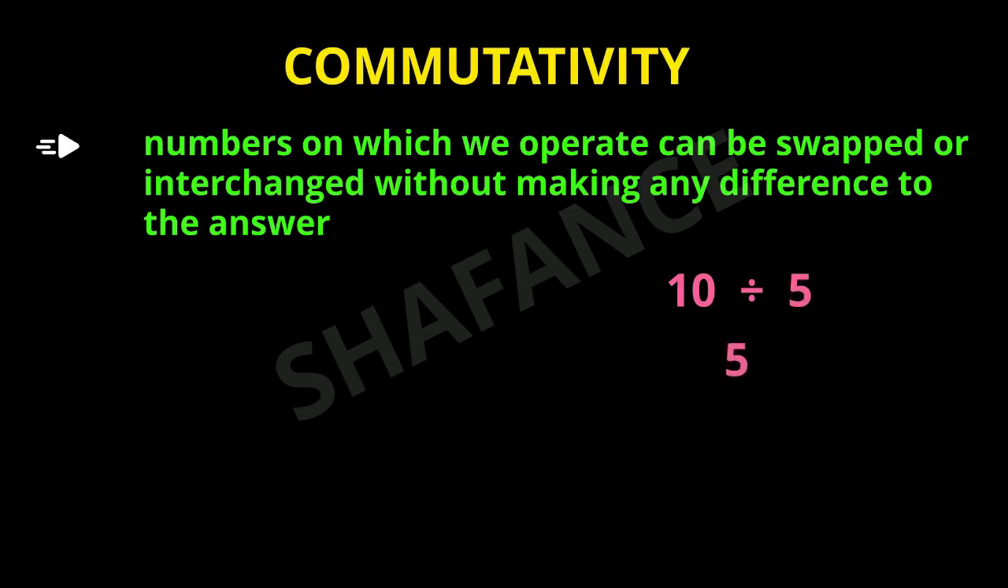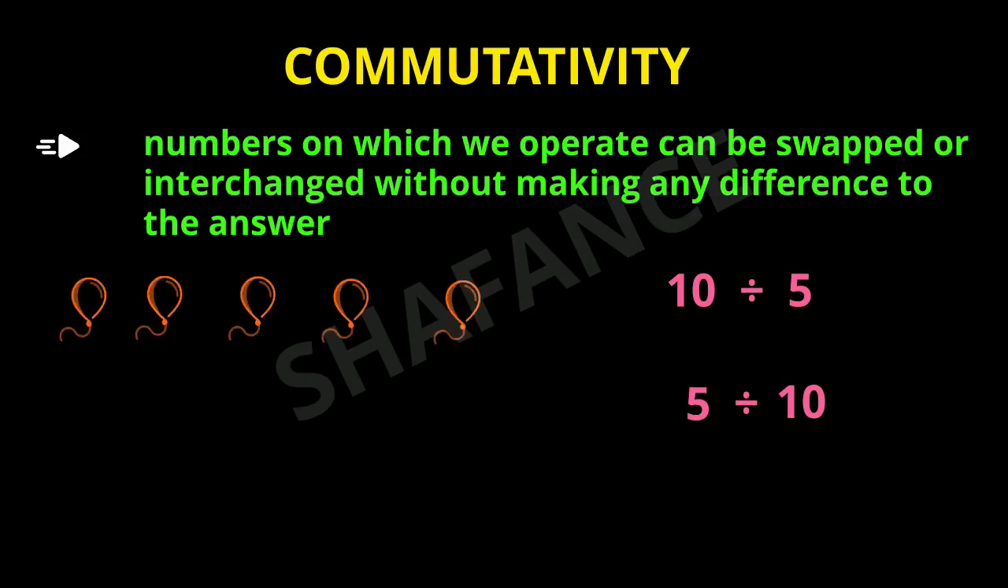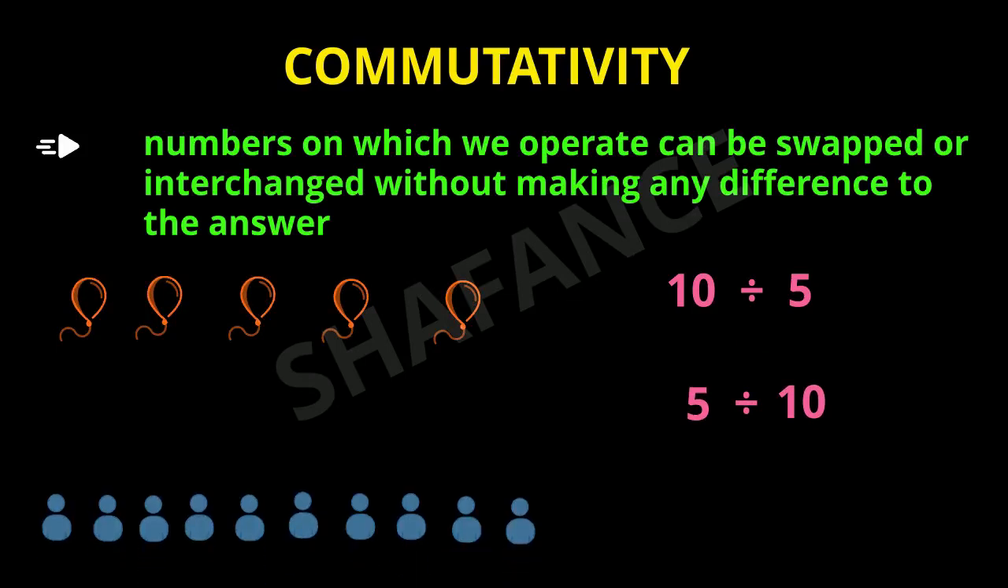Now let us swap the digits. So now we will do 5 divided by 10. In this case, we have 5 balloons and we have to divide these 5 balloons among 10 persons. If we want to divide 5 balloons among 10 persons, each person would not be able to get even one balloon, because if we give one balloon each, then these 5 balloons would get over by giving them to the first 5 persons.